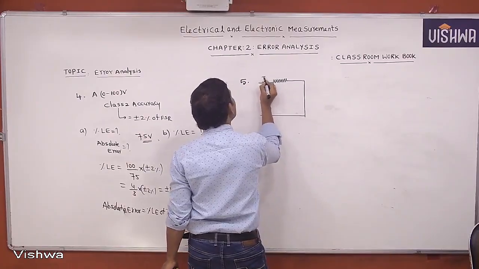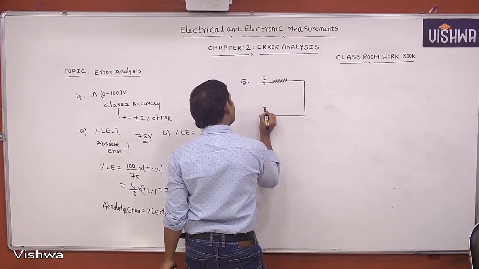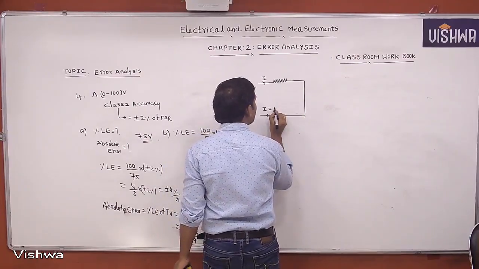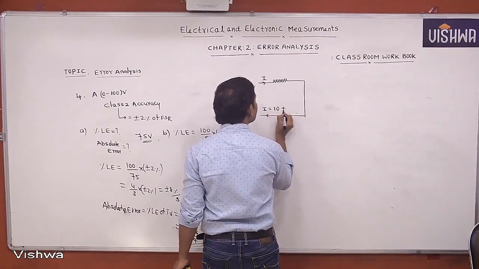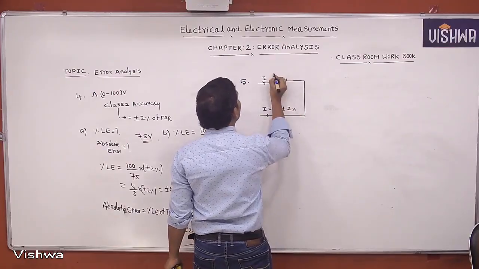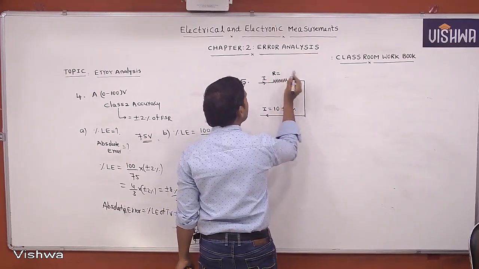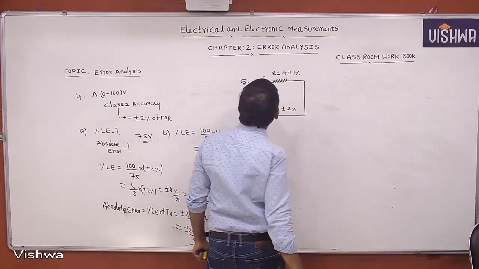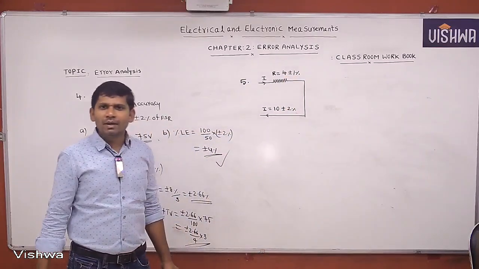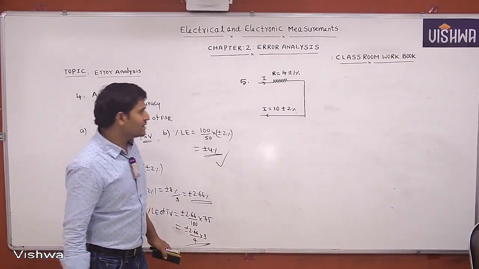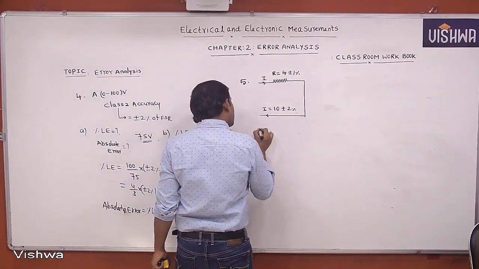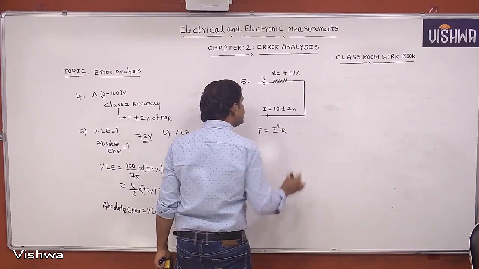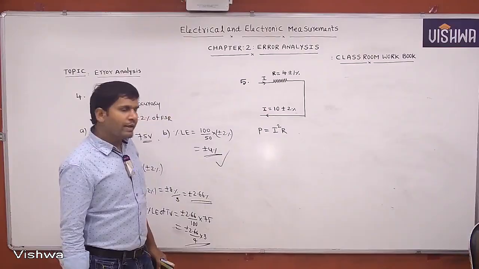This is I, and this is also I. How much current is given? 10 plus or minus 2%. The R value given is 4 plus or minus 1%. In this circuit, calculate the power dissipated by the resistance. What is the power dissipated? P equals I square R. Clear?